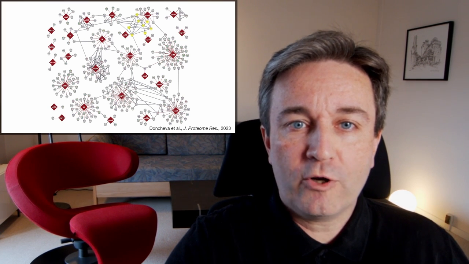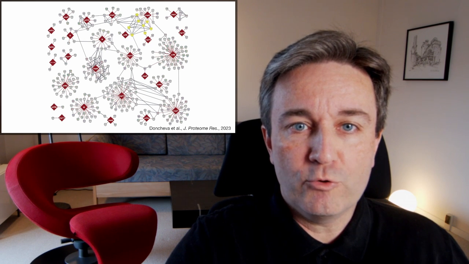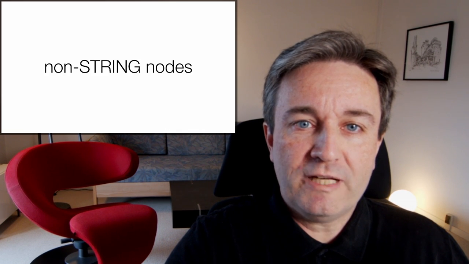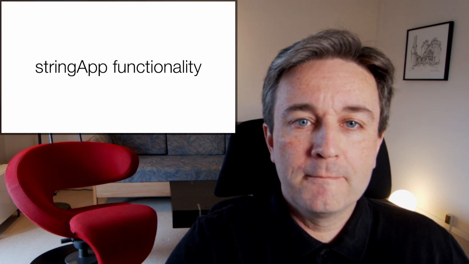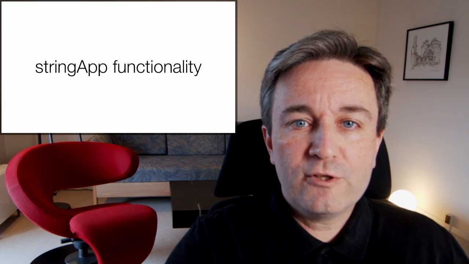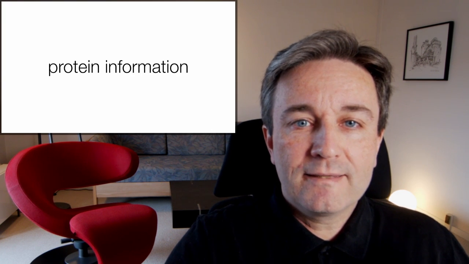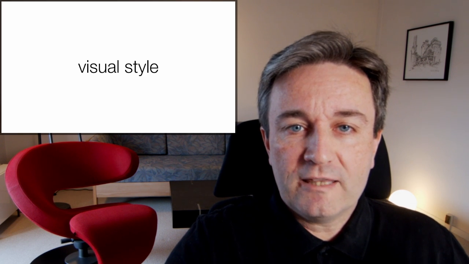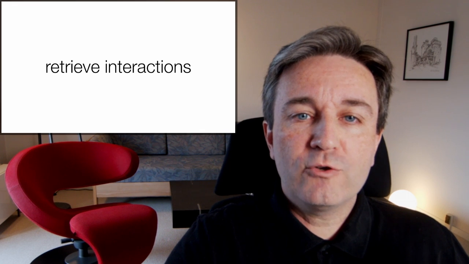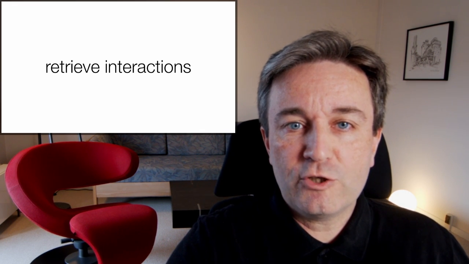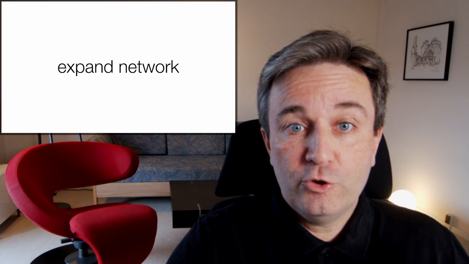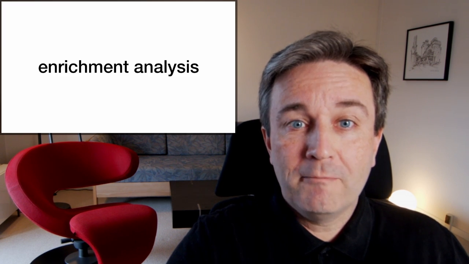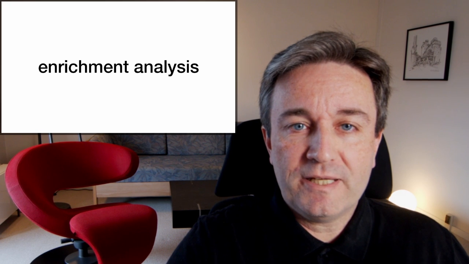This is an interaction network of the SARS coronavirus 2 with the human host, with the human host proteins mapped to STRING. However, as you see, there are also non-STRING nodes, in this case the viral proteins. The advantage of doing this is that you get all the StringApp functionality for your network. This means that you can access protein information about the human host proteins in the example network, you get the visual style as you already saw, and you can retrieve additional interactions from STRING in addition to what you had in your own network. You can expand the network using the expand functionality I already mentioned earlier, and you can run enrichment analysis, which is the last topic I want to cover today.